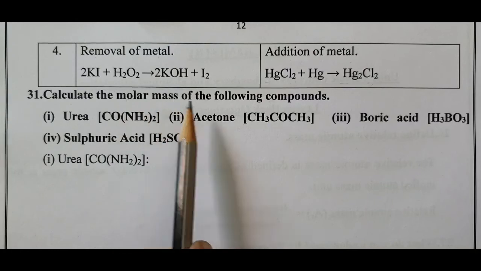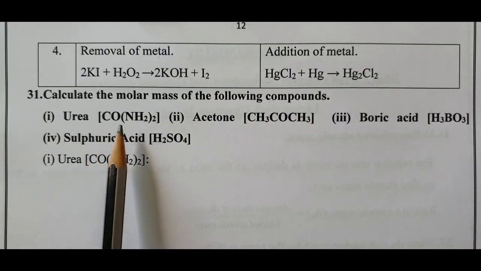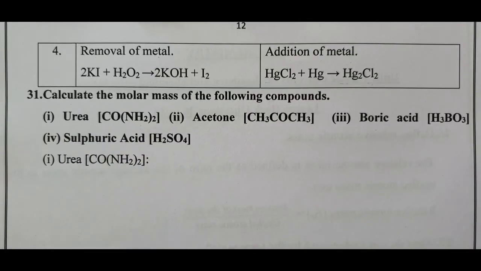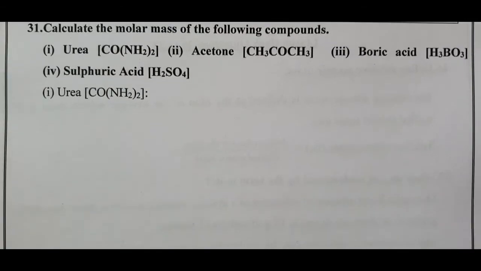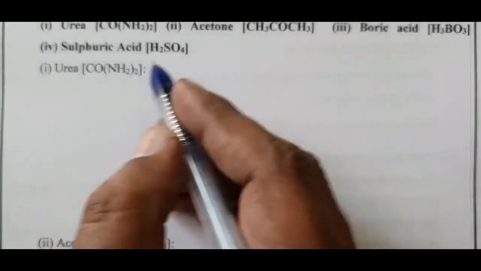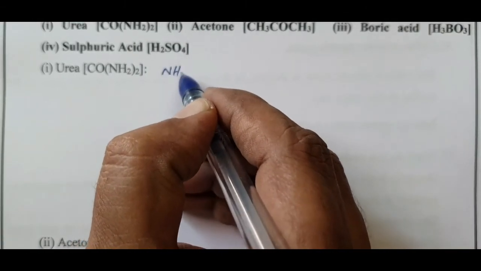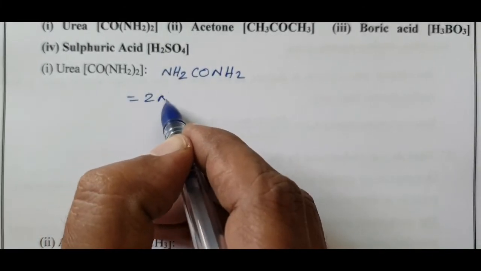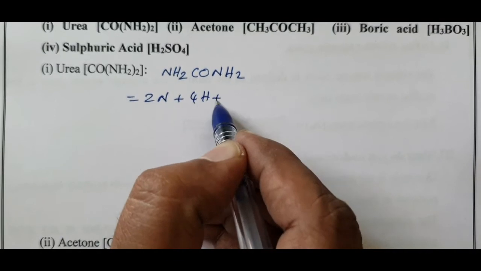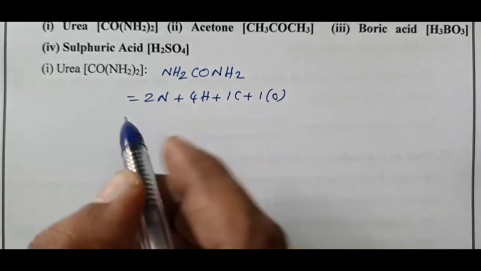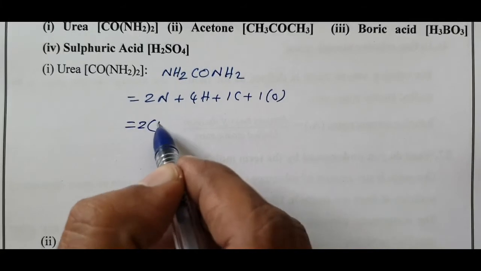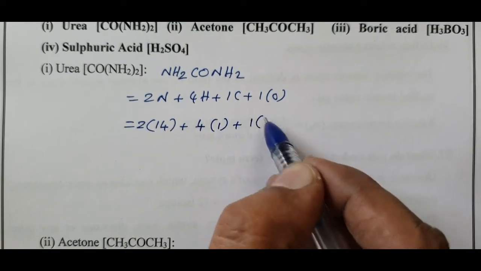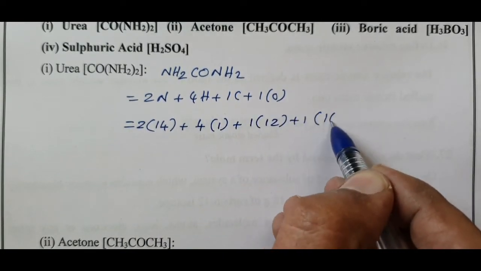Calculate the molar mass of the following compounds: urea, NH2CONH2, acetone, boric acid and sulfuric acid. First, we are going to calculate the molar mass of urea. Urea molecular formula NH2CONH2. It contains 2 nitrogen atoms, 4 hydrogen atoms, 1 carbon and 1 oxygen. That is equal to 2 into nitrogen atomic mass 14 plus 4 into hydrogen atomic mass 1 plus 1 into carbon 12 and 1 into oxygen 16.